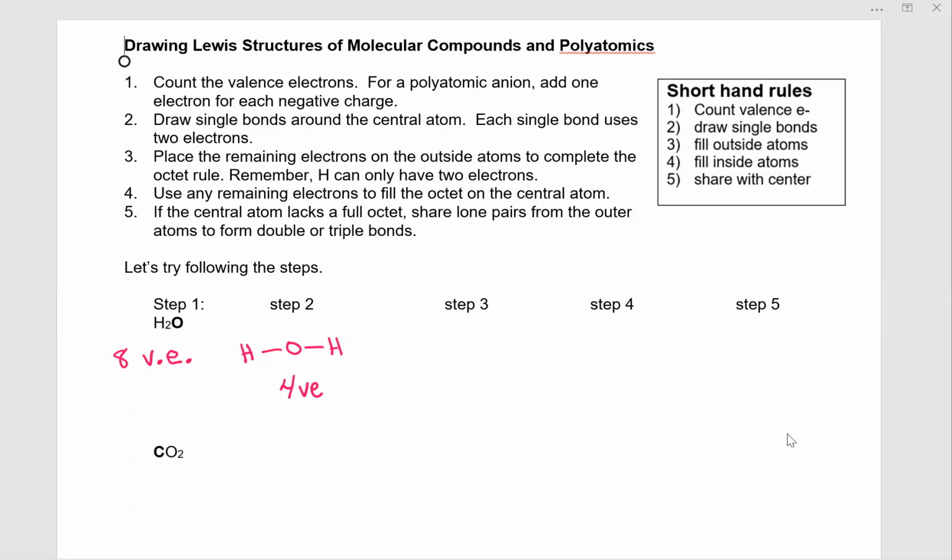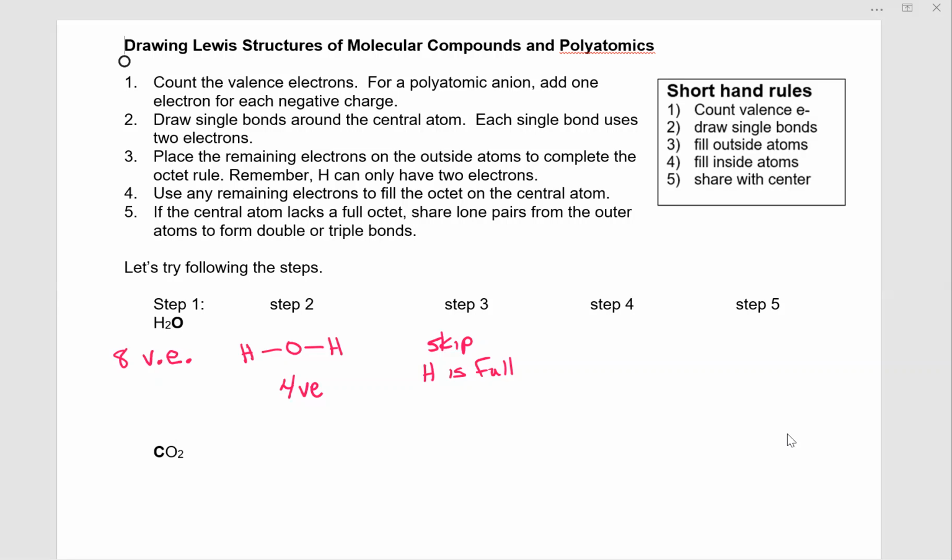Step 3, we're going to place any remaining electrons on the outside atoms to complete the octet rule. Well, we're going to skip this step, and that's because H is full, okay? H only wants 2 electrons. Do not make it have any more electrons. So we're going to skip step 3.